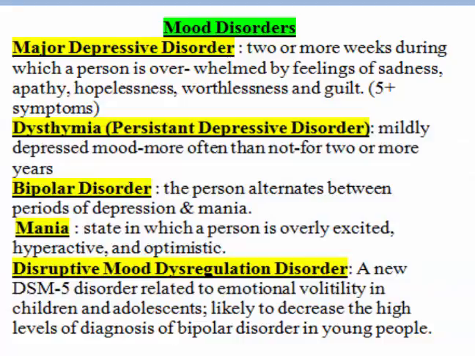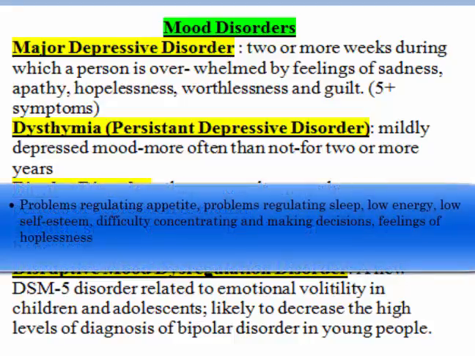We then, under this category, have what we call a lower level of depression. It's called dysthymia, or persistent depressive disorder. And this is a mildly depressed mood, more often than not, for 2 or more years. So again, it's not going to be as extreme as what we see with major depressive disorder.